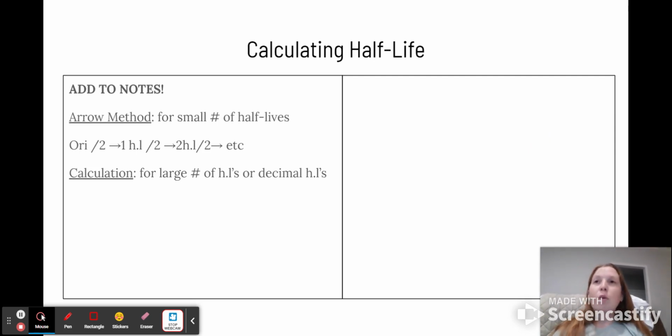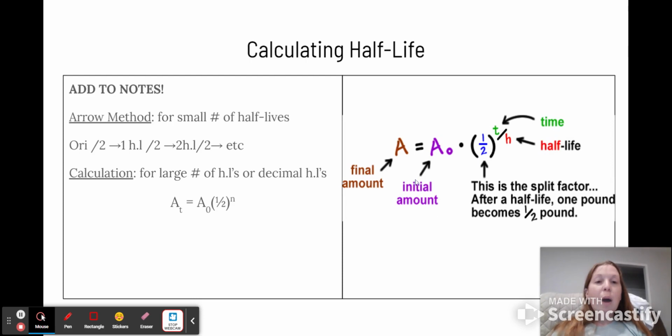Or you're going to go through 2.78 half-lives, and you can't do the arrow method if it's not a whole number of half-lives. And that's when we pull in this calculation. And this is a good one to have in your notes. The little picture that's going to pop up in a second is going to show you what each of these variables stands for. So A, which I have on the left here, is just A in our example. That's your final amount. That's what you end up with. A naught, which is here, is your initial amount.